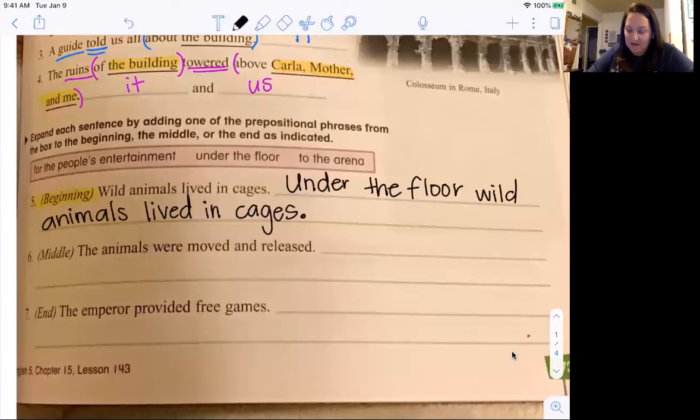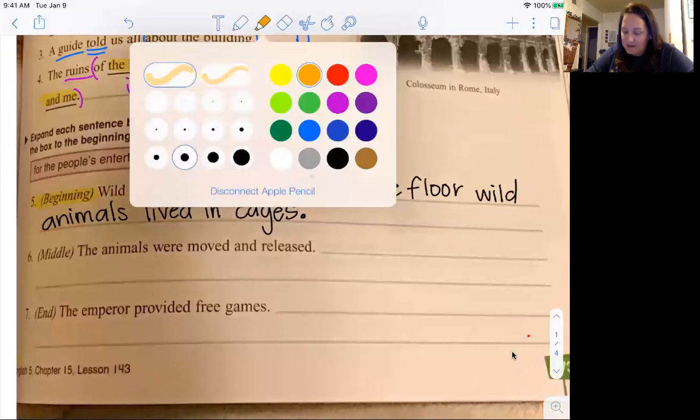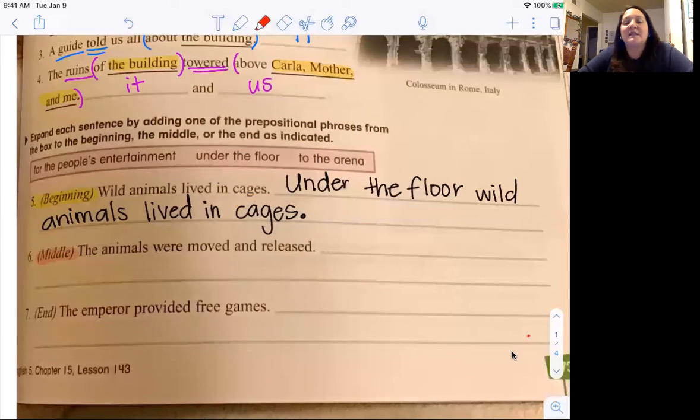Okay, let's move on to number 2. We are looking at number 2, and number 2 tells us that we need to put a prepositional phrase in the middle. Okay. The animals were moved and released. Okay, so the middle would probably be after our first verb, I would think. So let's look. The animals were moved for the people's entertainment and released, or to the arena and released. Because remember, we already used under the floor. What do you think? I would think also to the arena would be a good one.